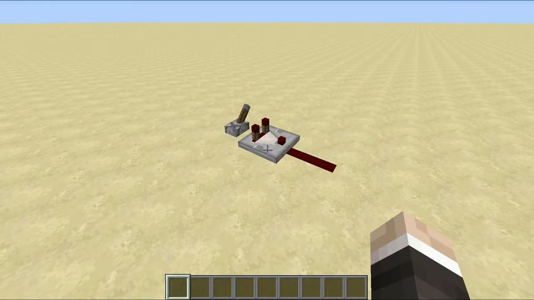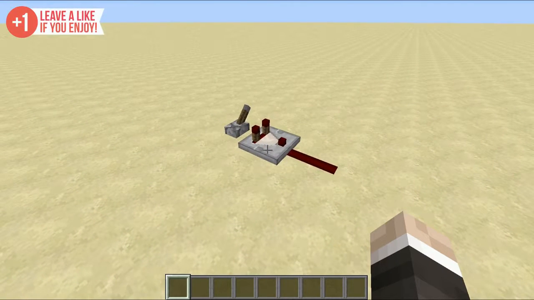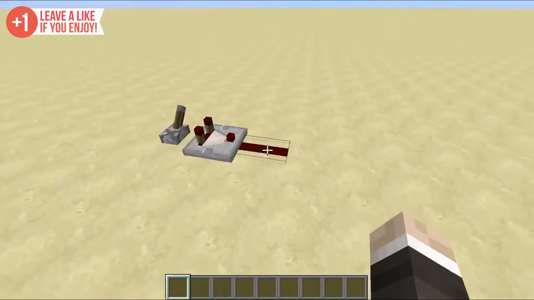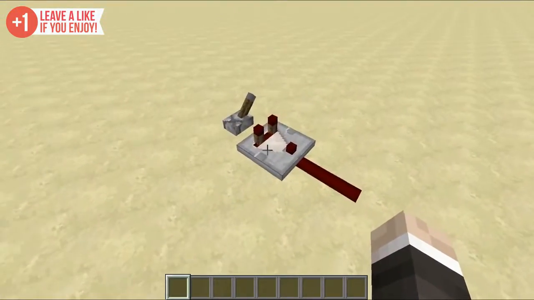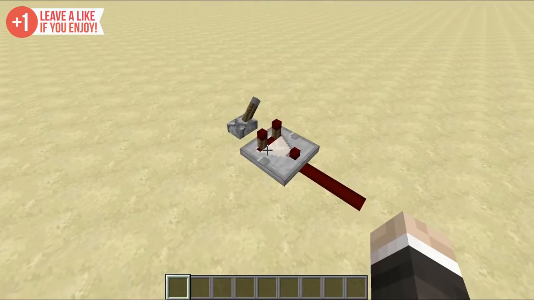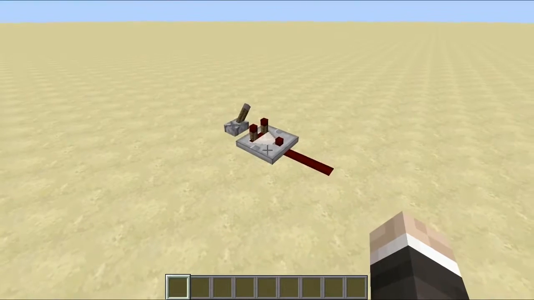The comparator has been in the game for absolutely ages now, and I have to say it is one of those redstone components that is a tiny bit more on the confusing side. It's not quite as straightforward as, say, something like redstone dust or a redstone torch. There's a few fiddly bits and pieces, there's different modes and different things that you can do with it, and that means that quite a few people are still fairly confused by this thing.